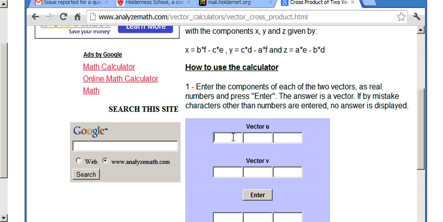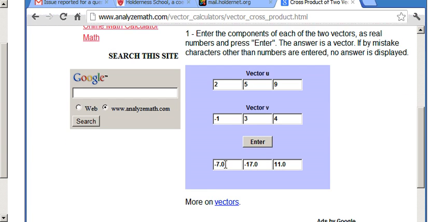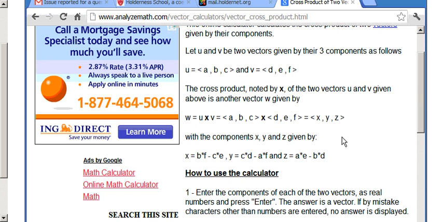So let's call vector u, and we don't need to put the i's and k's. So let's say it's like, you know, 2i, 5j plus 9k, and vector v, let's say is negative 1i plus 3j plus 4k, and then just press enter, and it will give you that cross product really quickly. So it's negative 7i minus 17j plus 11k. So this is a nice way for you to check your work and recognizing that cross products are a little bit tedious.